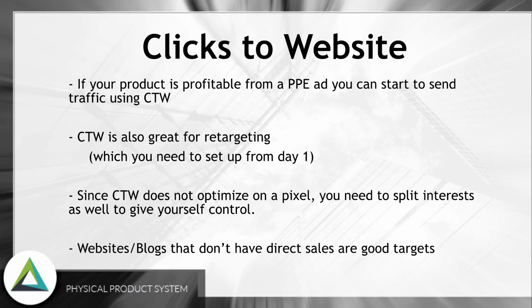Since click to website does not optimize on a pixel, right? It's optimizing for clickers. You're going to need to split out the interests as well, the same thing that you do with the PPE ads, to give yourself control of who's buying and who's not buying as far as which interest. Websites and blogs that don't have direct sales are good targets here.